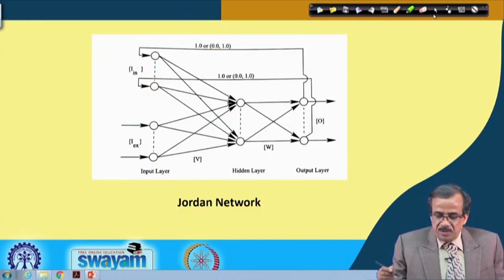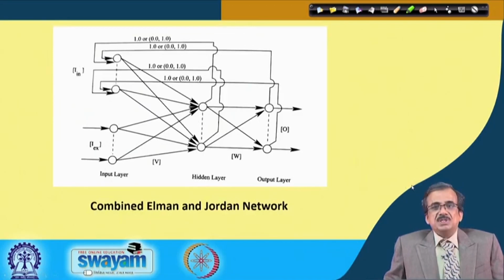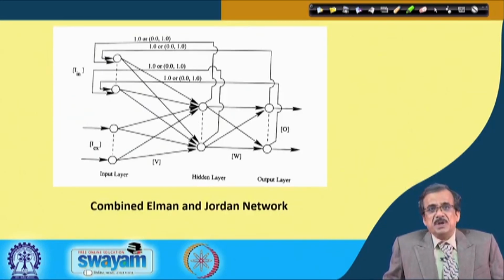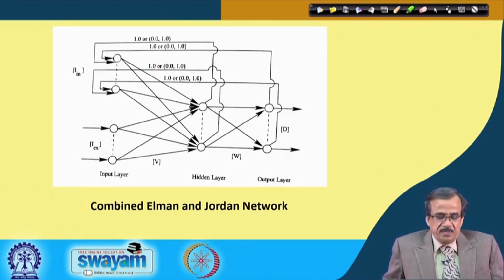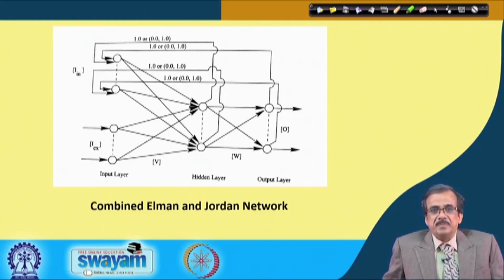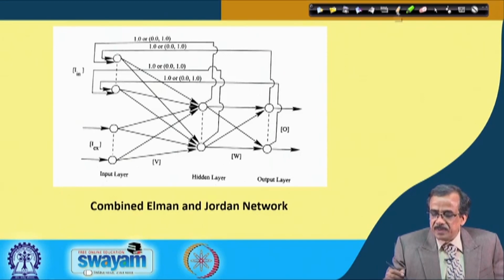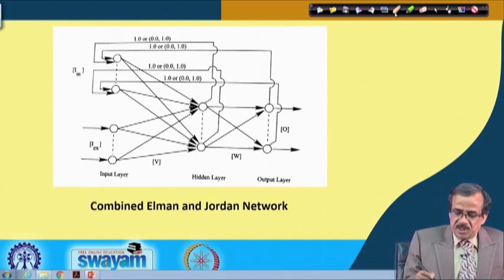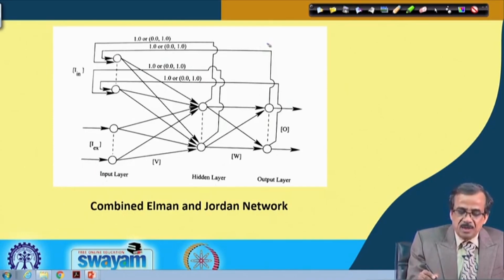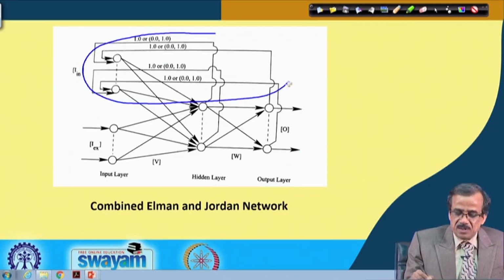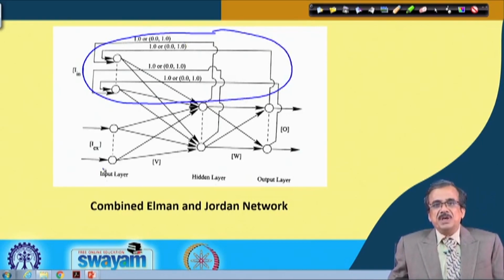Now, we are going to discuss another network which is the combination of this particular Elman network and the Jordan network. Here, in the combined Elman and Jordan network, we take the feedback both from the hidden layer as well as from the output layer, and let us see how it works. Now, let me assume that initially this particular feedback is not there, and let me concentrate on the feed forward circuit first.